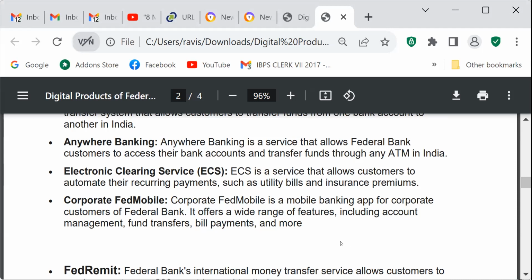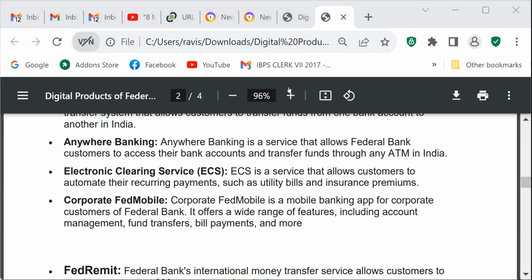Corporate Fed Mobile is a mobile banking app for corporate customers of Federal Bank. It offers a wide range of features including account management, fund transfer, bill payments, and more. Fed Remit.